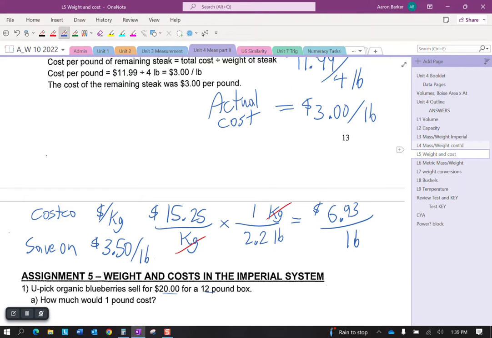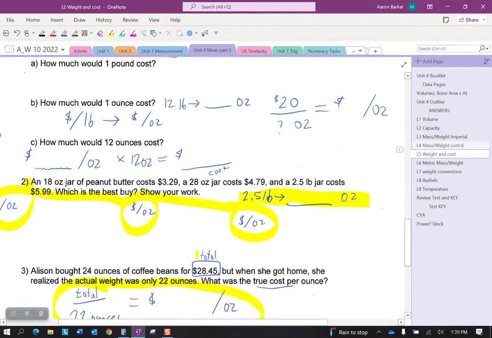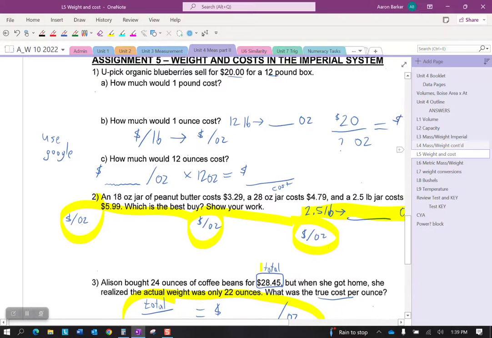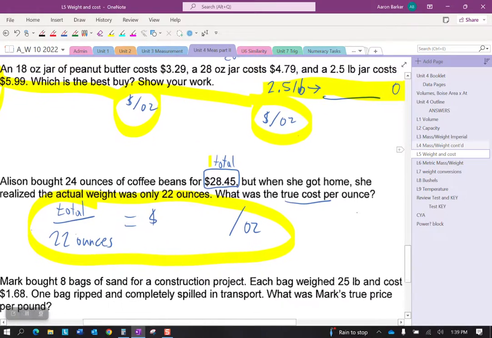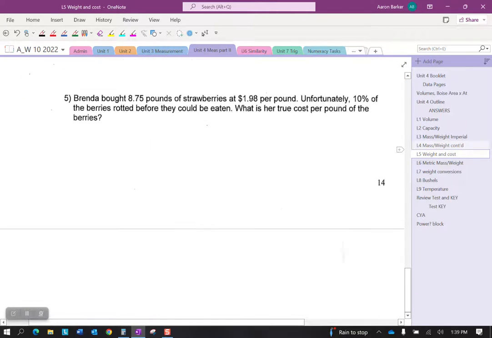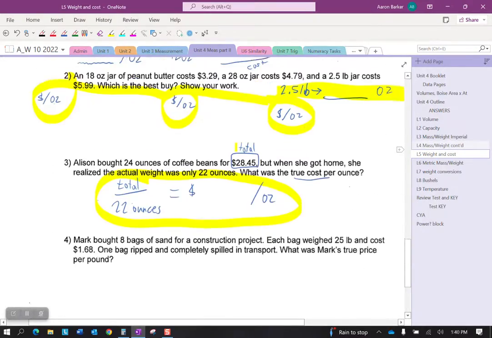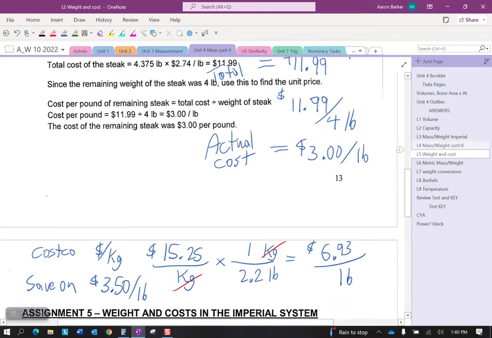All right. For your homework, you've got to figure out your costs. Number 2, you've got to figure out 3 of them. So there's 3 different jars. Figure out 3 unit prices, then compare. And you should figure them all out in ounces. Number 3 is the true cost per ounce. So get your total, divide by 22. There you go. Get that done, and you're laughing. Any questions?